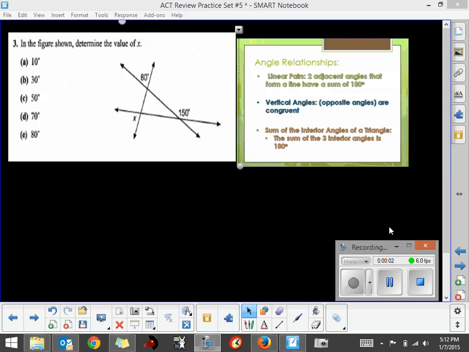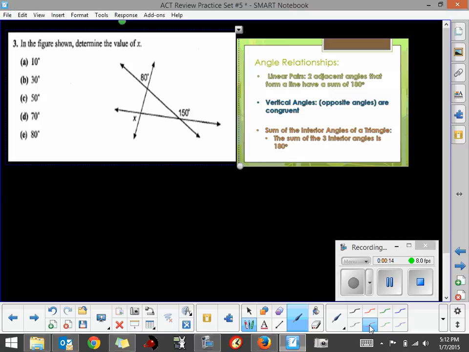In question 3, we're reviewing some geometry concepts about angles. There are basically 3 different angle relationships here that we want to make sure that you review. One of those angle relationships is linear pairs. When we have linear pairs, those angles must add up to 180 degrees.